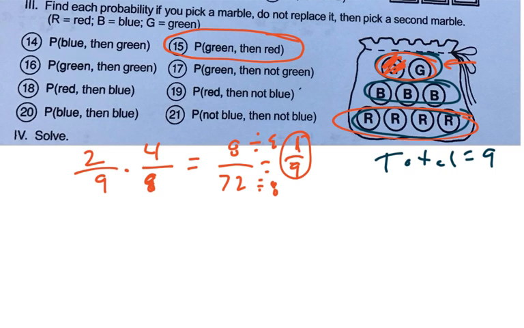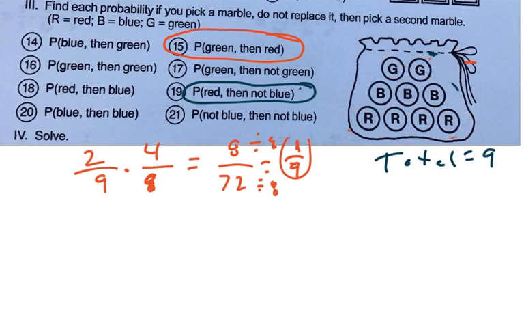Let's do one more. How about we do not blue, then not blue again? Nah, that one's boring. We'll figure that one out in class maybe together tomorrow. How about red and then not blue? There we go. Okay, starting over here. We're back to 9 marbles. They're all mixed up in there, okay, guys?